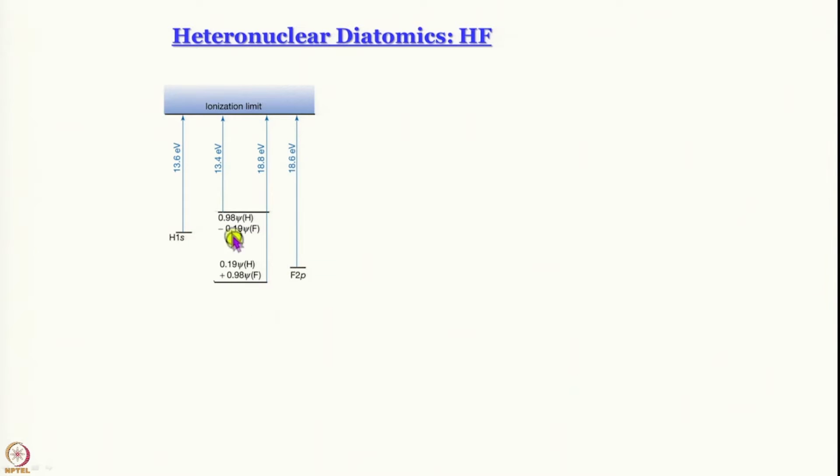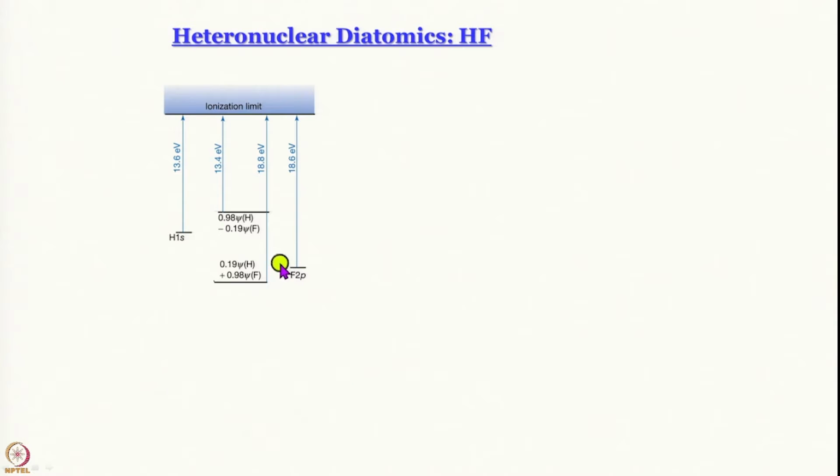For HF we get an ionization energy of 13.4 electron volt, which is very close to the value of 13.6 electron volt for hydrogen, and we get another one of 18.8 electron volt, which is very close to the ionization energy of fluorine 2p. So, what we understand from this experimental result is that there is one molecular orbital in HF whose energy is very close to that of the 1s orbital of hydrogen, and we have another orbital whose energy is very close to that of the 2p orbital of fluorine.